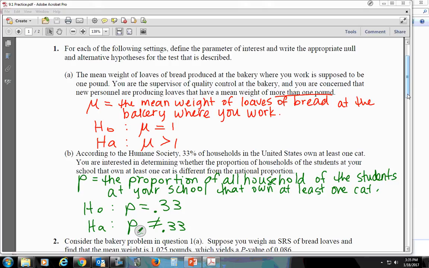Y'all get why it's not equal to now? So the at least one is kind of a distractor. The different from is what gives us the symbol that we need.